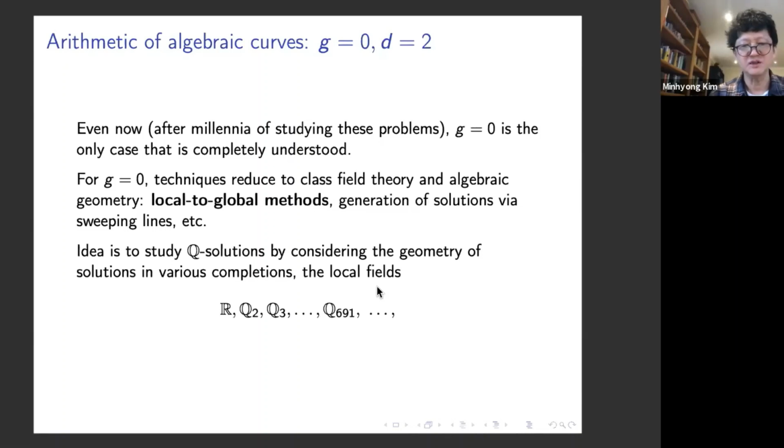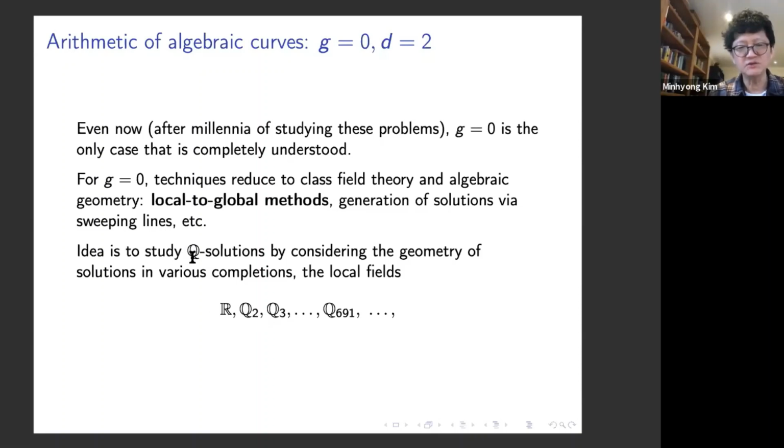So how does this work? I'll just roughly remind you, because it's also a model for what comes afterwards, what happens in the genus 0 case. Very roughly speaking, this is where people consider the local to global methods, in order to solve the first problem of existence of solutions, and then there's algebraic geometry for generating more solutions. What are the local to global methods?